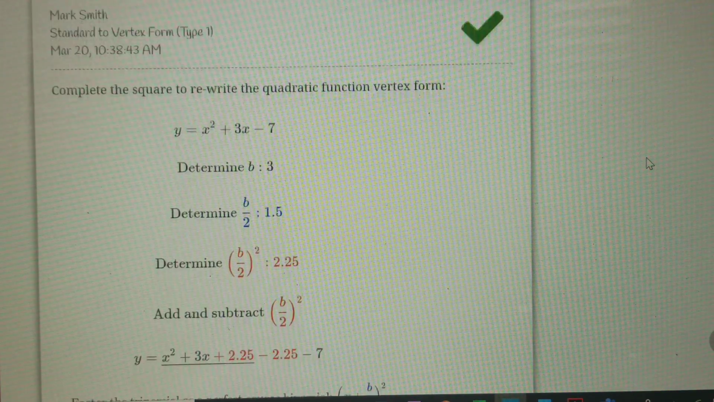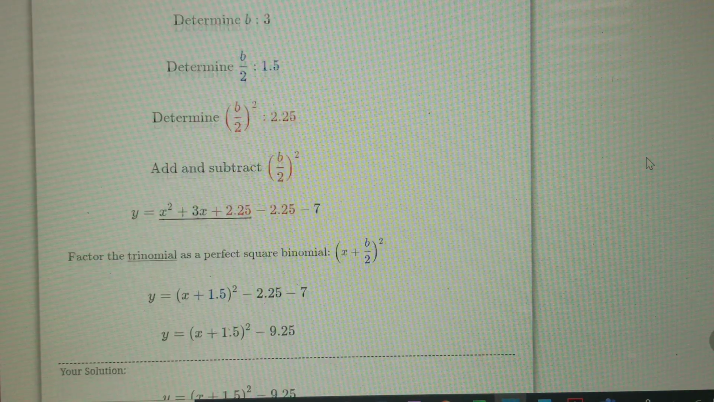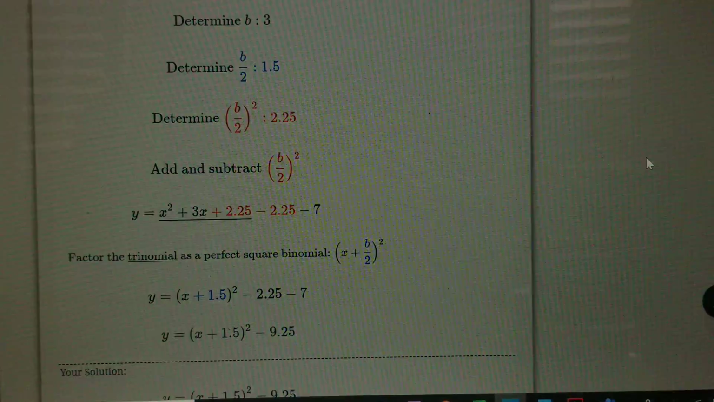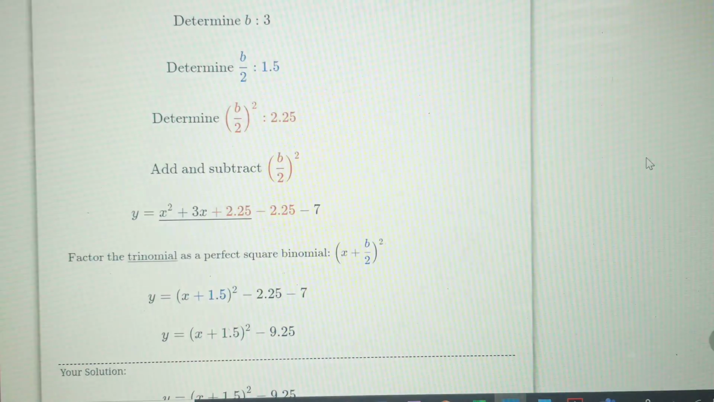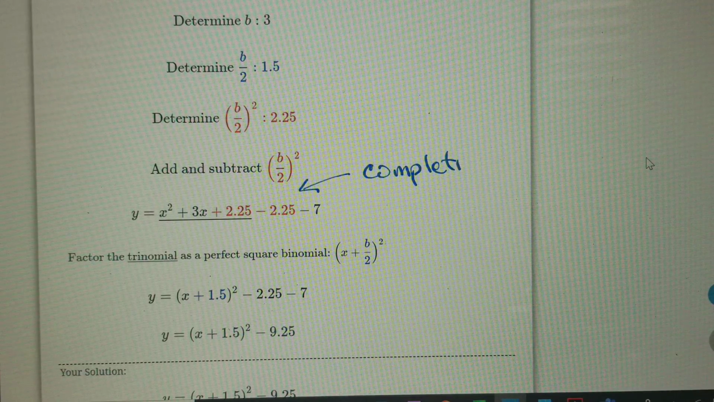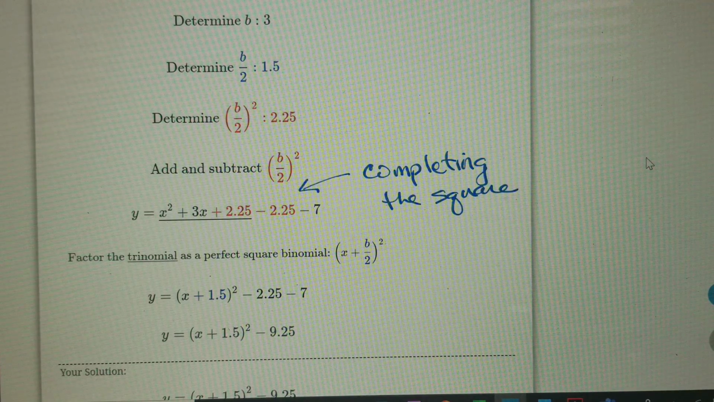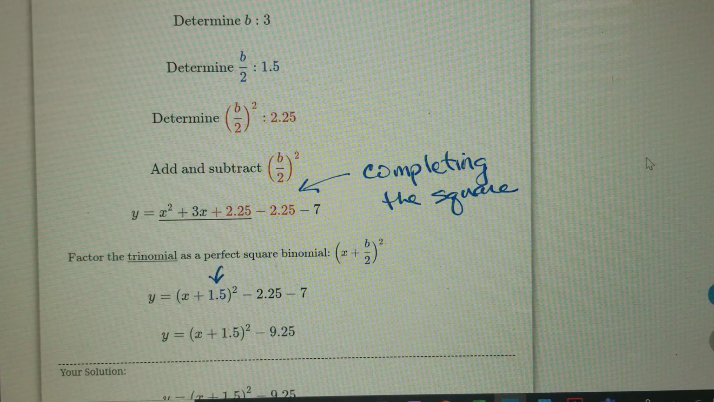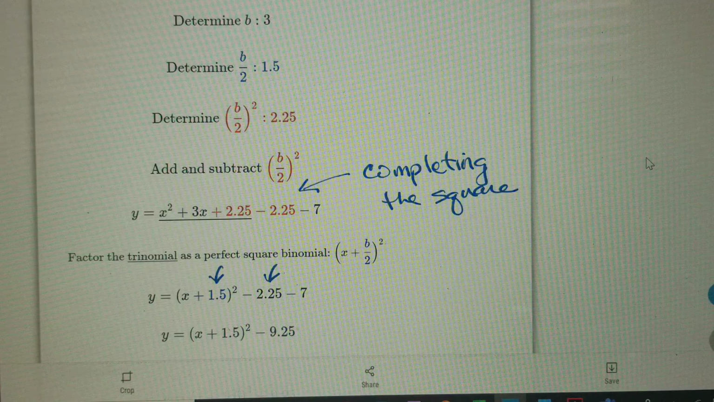You'll notice that the example goes through the same steps that I just gave you, but they do use something slightly different, which is called completing the square. It's exactly the same process I gave you, except I gave you a couple of shortcuts. So we found this directly, and then we did this negative 2.25 to get our answer. So we got the same answer, just a little bit differently.